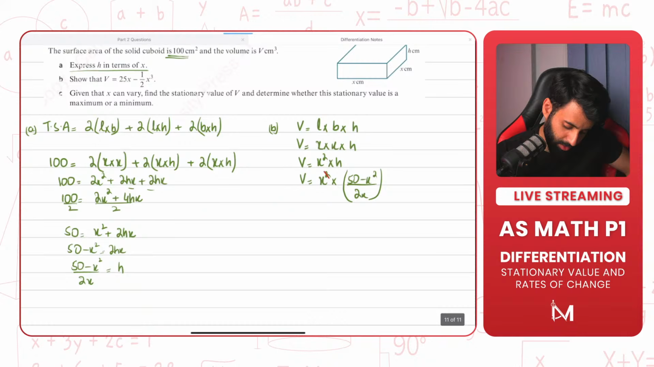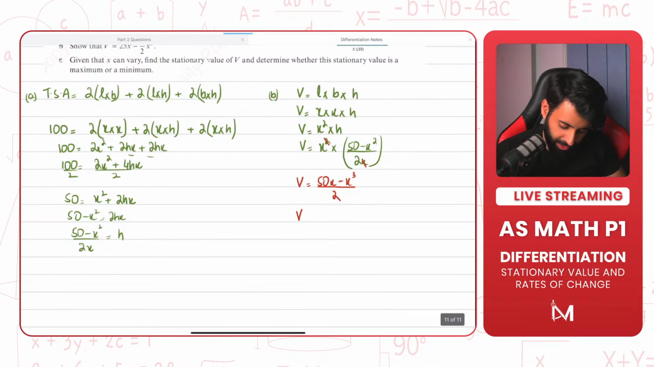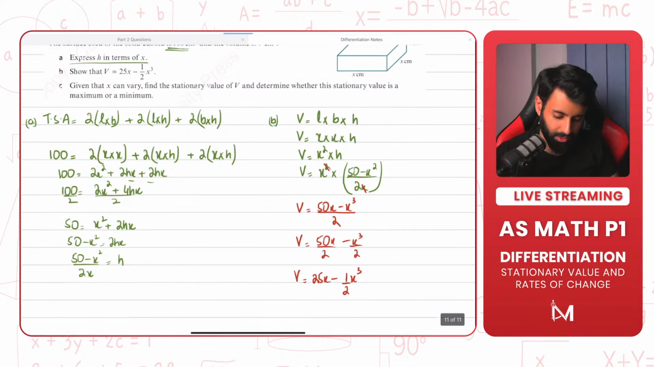Now we cross out the square and we cross out the x. So now we have v is equal to 50x minus x cube upon 2. Then we're going to write it separately. So that means 50x upon 2 minus x cube upon 2. Now what is 50x upon 2? That's equal to 25x minus 1 upon 2 x cube. And there you go. That is your final answer.